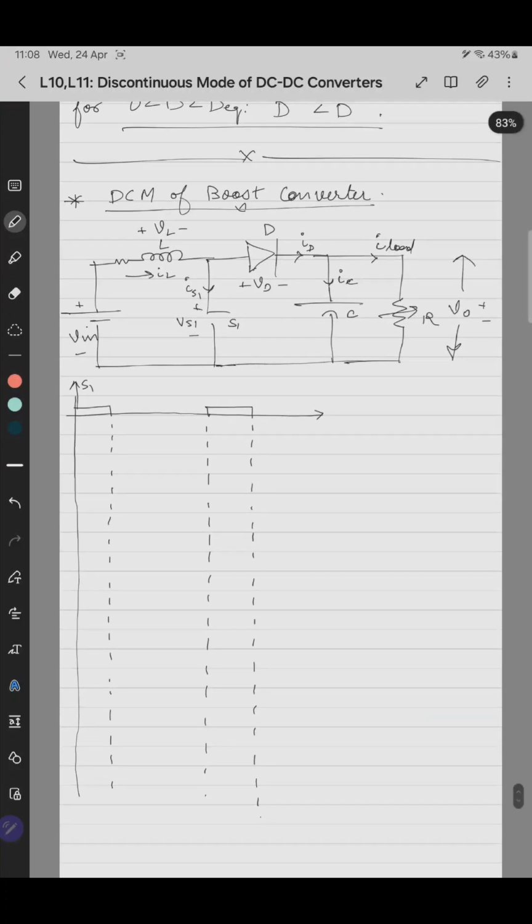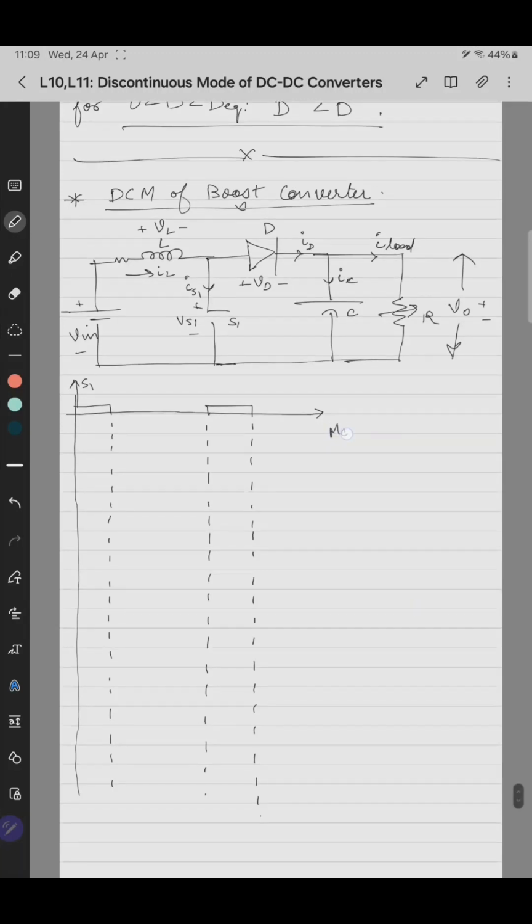Now in the discontinuous conduction mode, just like the buck converter, the boost converter also will have 3 modes of operation. In CCM we used to have 2 modes of operation, that is when the switch is on and when the switch is off. When the switch is on, diode is reverse bias, and when the switch is off, diode is forward bias. Now in this case, apart from these 2 conditions, we get the third condition in which the switch is also off and the diode is also reverse bias, which means that both the semiconductor switches are turned off. So there will be an additional mode 3.